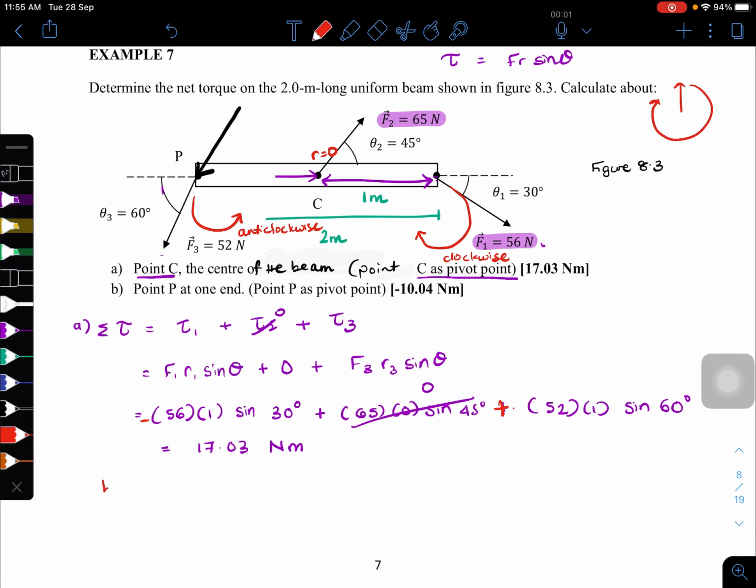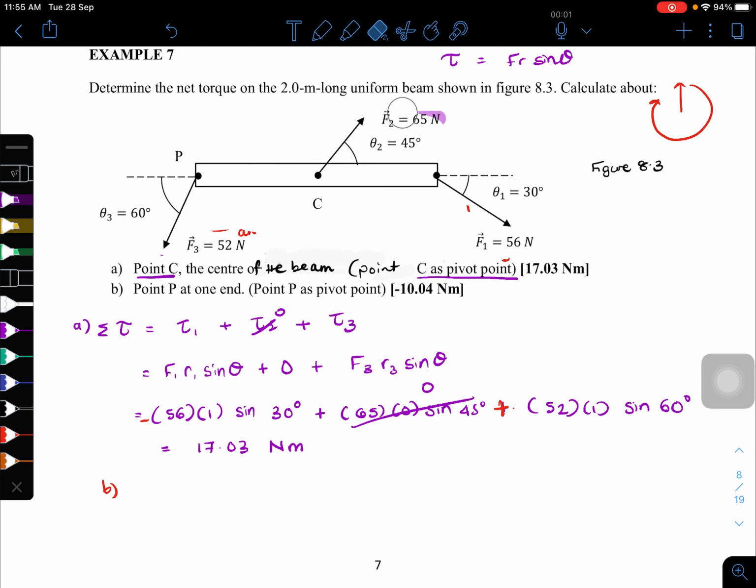So let's try to do B. Okay, B, I'm going to padam this whole thing. Okay, sebab nanti dia jadi lain rasa kan. Okay, sekarang dekat point B adalah kita cakap point P pula jadi pivot. Okay, this one will be our pivot over here. Maksudnya dia boleh bergerak macam tu lah. So ini bukan pivot lagi. This our pivot, tempat melekat dia sekarang dekat point P.